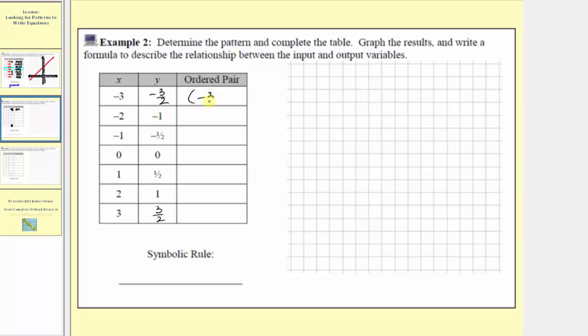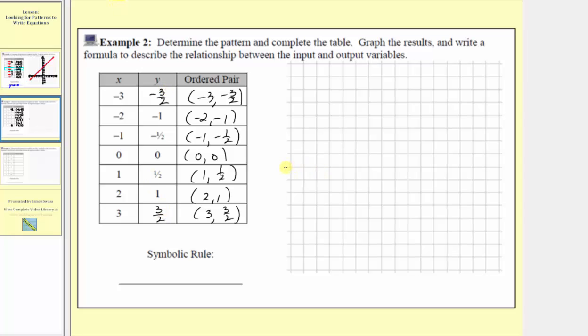We have (-3, -3/2), (-2, -1), (-1, -1/2), (0, 0), (1, 1/2), (2, 1), and (3, 3/2). Now that we have the ordered pairs, we'll go ahead and set up the horizontal and vertical axes and plot these points on the Cartesian plane. Notice how the x values go from -3 to +3, and the y values go from -3/2 to +3/2.